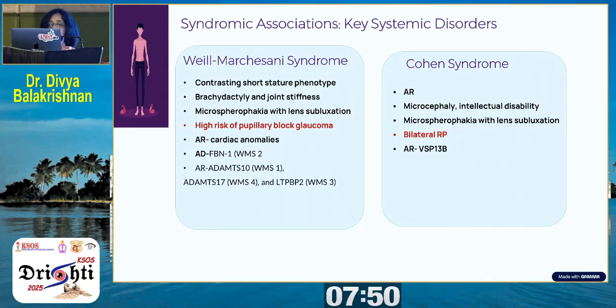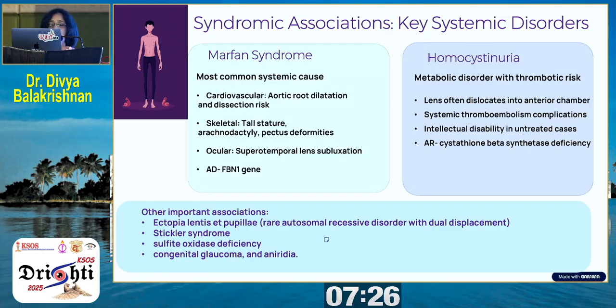In syndromic cases, the commonest one we come across is Marfan, but be very careful when you have to diagnose something like Weill-Marchesani, because these are associated with microspherophakia and a very high risk of pupillary block glaucoma. Another one is Cohen syndrome. All these have systemic features. If you pick up the systemic features, it is very important to determine the prognosis and what the follow-up of these kids should be. Very commonly we come across Marfan's, which everyone knows is associated with tall stature and cardiovascular risk.